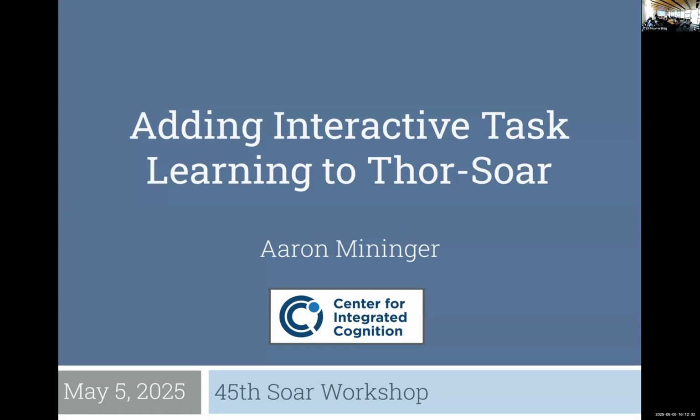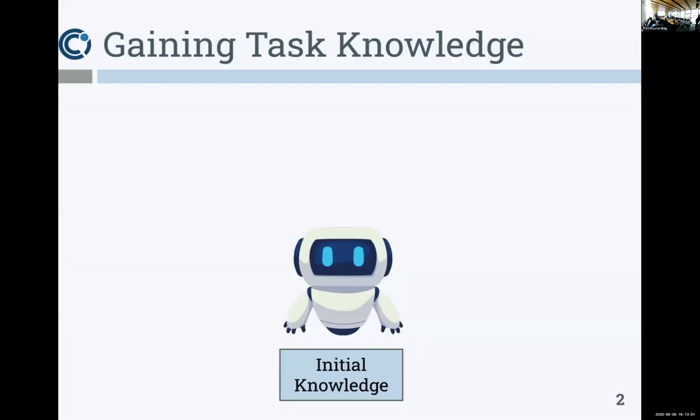Glad to be here. So I'm kind of picking up a little bit where John left off, talking about, okay, we have this Thor-Soar agent that can do a bunch of things. How can we maybe extend some of its capabilities using interactive task learning? So this is some initial work informed by things I did during my doctoral research with Rosie, if you're familiar with Rosie. And so this is some initial work looking at how we can do this in Thor-Soar.